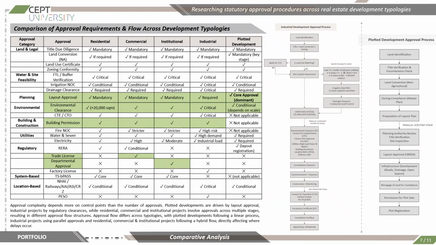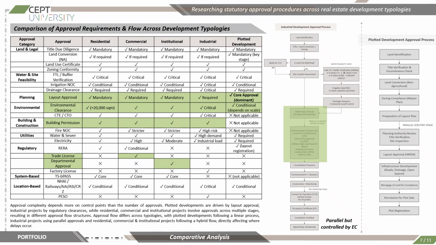Comparative analysis. This slide compares the approval requirements and approval flow across different real estate development typologies, including residential, commercial, institutional, industrial, and the planned or plotted developments. The table categorizes approvals into land and legal, water and site feasibility, planning, environmental, building, and construction. The highlighted sections represent approvals that are particularly important or dominant for the specific typologies.